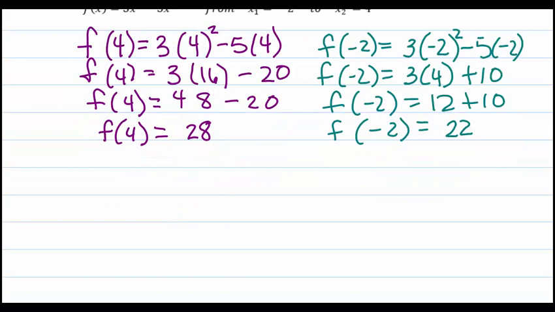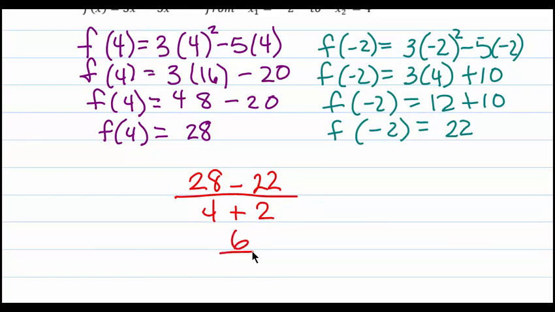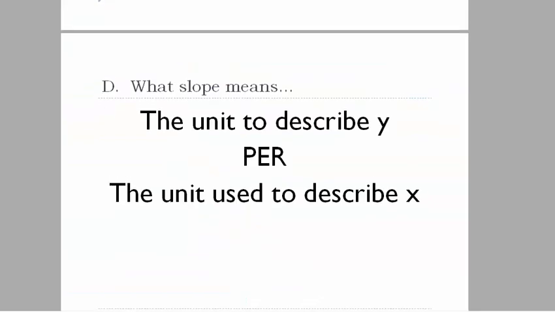All right, so now I'm going to find my average rate of change. I'm going to put it into the formula. So I have 28 minus 22 divided by 4 minus, it's negative 2, so I'm going to go ahead and write plus 2. So therefore I have 6 divided by 6, so my answer here is 1.